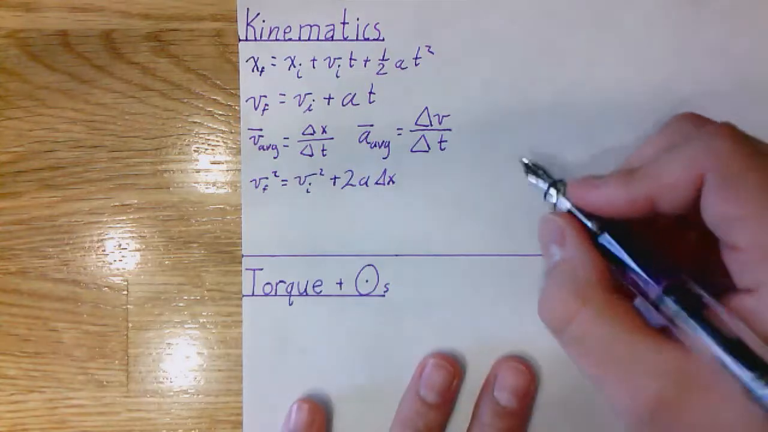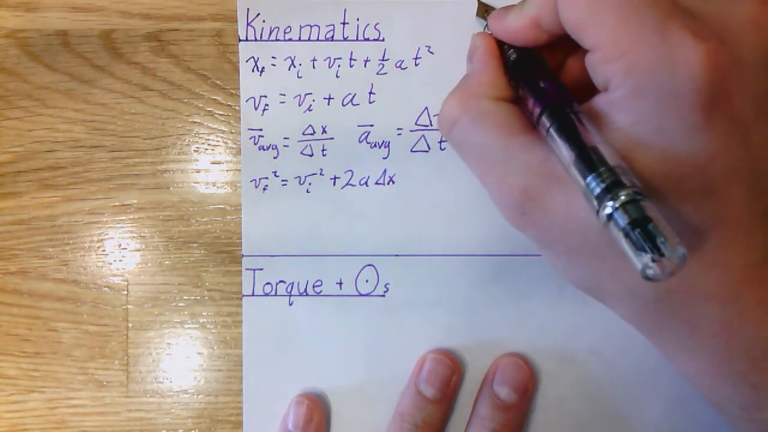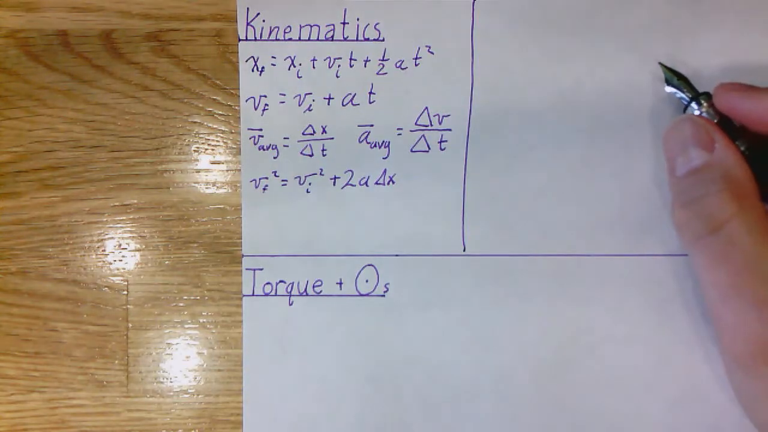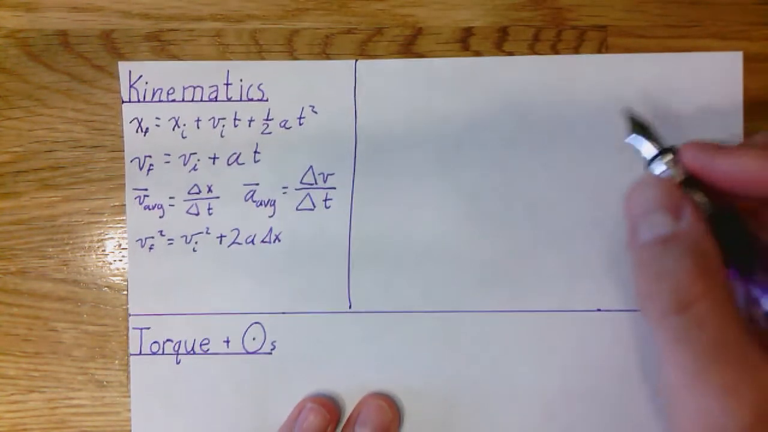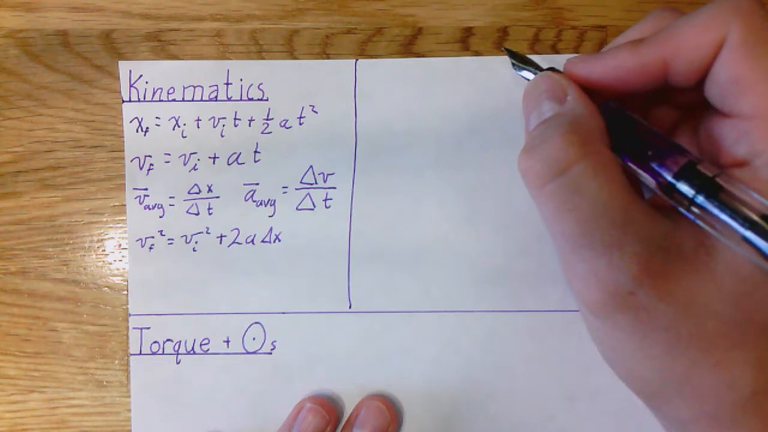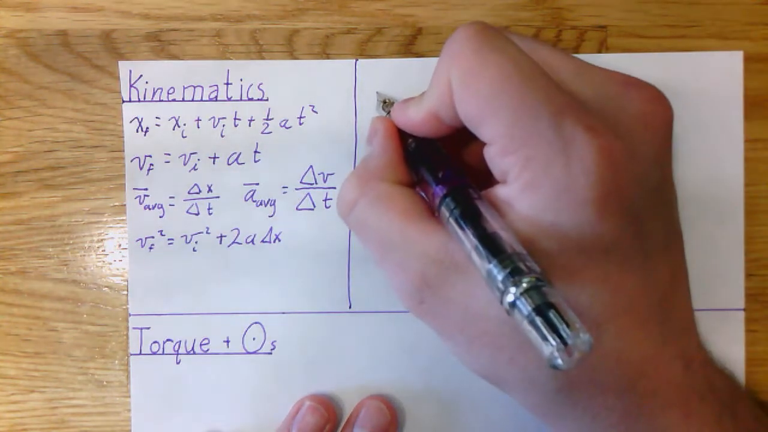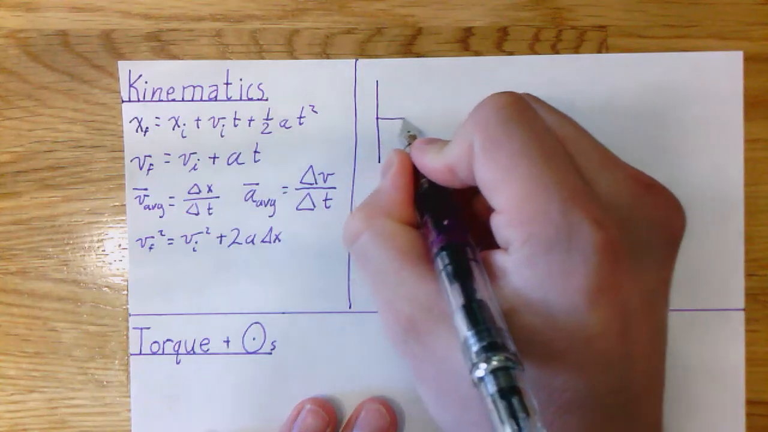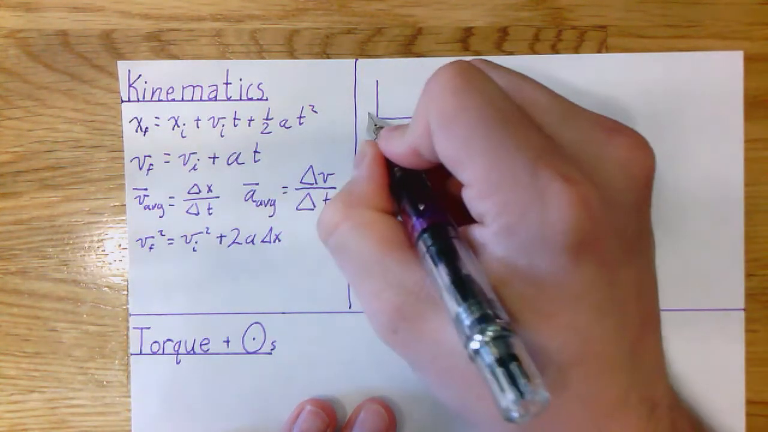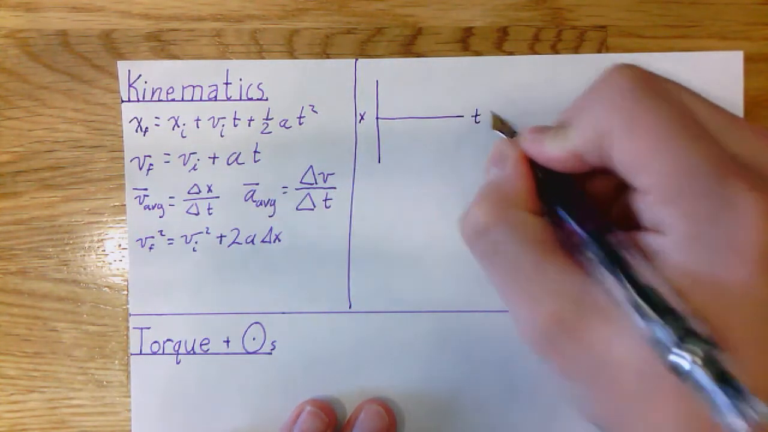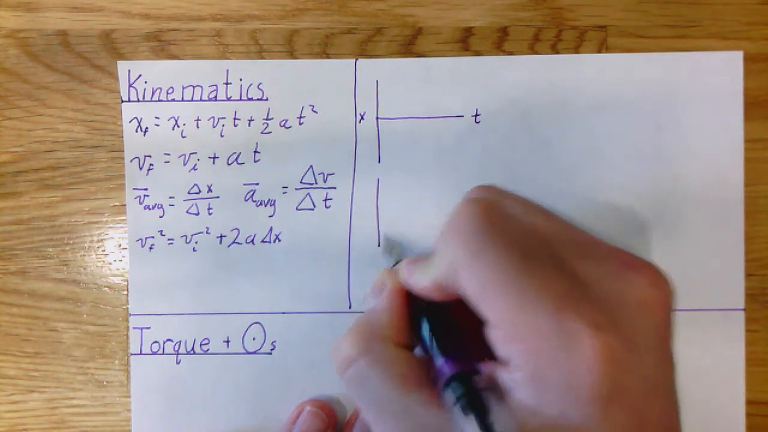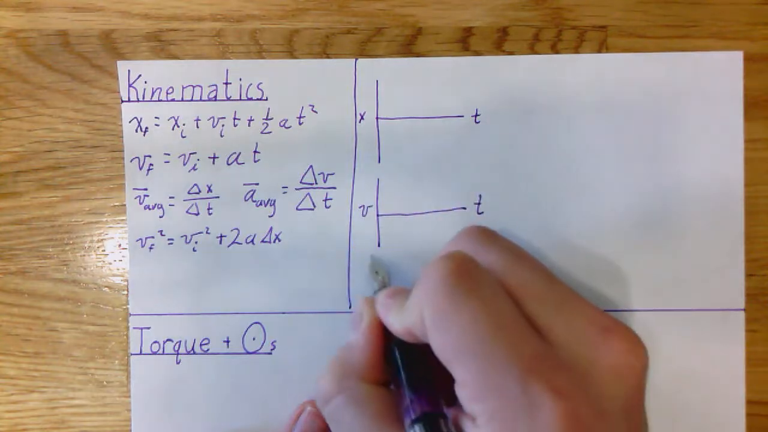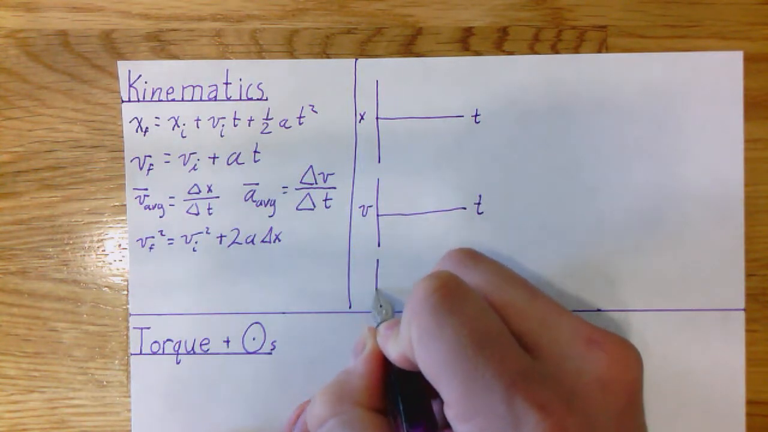Now we're going to talk about some graphs because I think there's just some super easy graph stuff we want to know. So for the graphs, let's just make 2 because they're going to be pretty important for us, right? Or actually 3. Okay, so we'll make a position time graph. We'll make a velocity time graph. And we'll make an acceleration time graph.